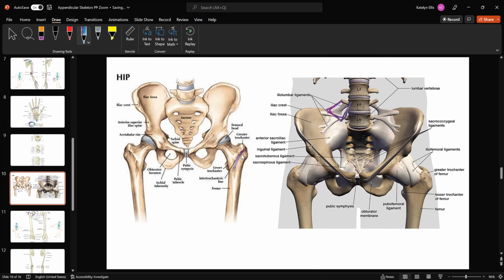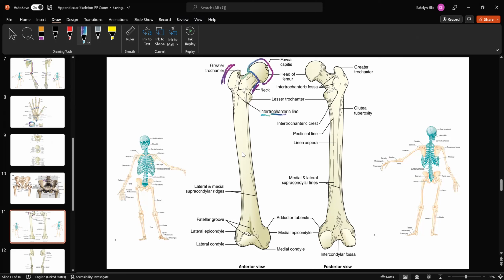Right here is what we were looking at, right there, that line. All right, going down on the anterior view, you have lateral and medial supracondylar ridges. So these are your condyles down here. So supra is above condylar, it's above your condyles, and these are very prominent ridges when you're looking at an actual femur. You, of course, have the lateral supracondylar ridge and the medial supracondylar ridge.